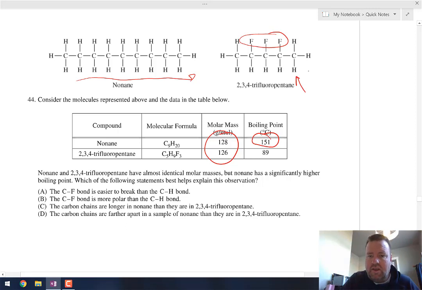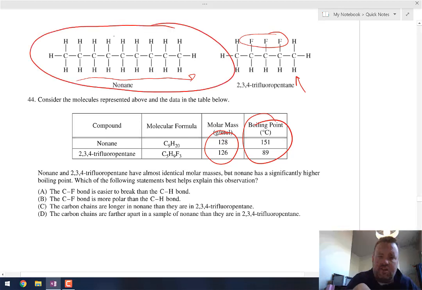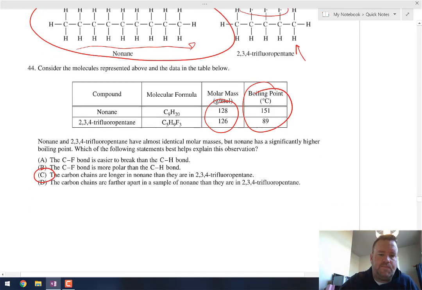But they're telling you, by giving you the boiling points, that nonane has to have the stronger intermolecular forces. So why? If their molar masses are the same, the other thing that affects London dispersion forces, which this answer has to be only about, is surface area, how long that chain is. The longer the chain is, the bigger the surface area. The bigger the surface area, the stronger the London dispersion forces. So the correct answer is C.